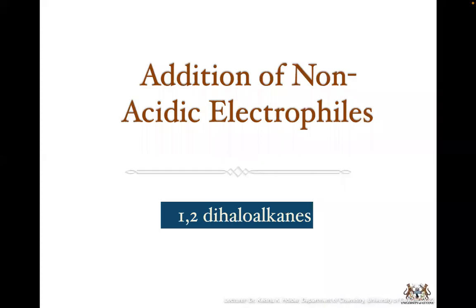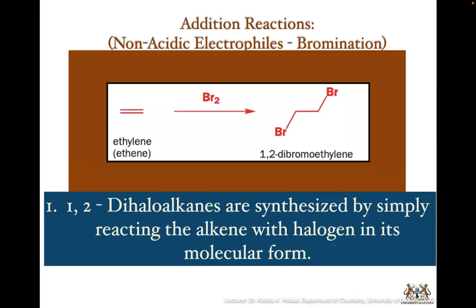Right, so picking up from our conversation this morning, we are now going to talk about the addition of non-acidic electrophiles to alkenes. More specifically, our interest is in the synthesizing of molecules that have multiple functionality. Now, recall that the term functional group in organic chemistry represents anything that is not a hydrogen.